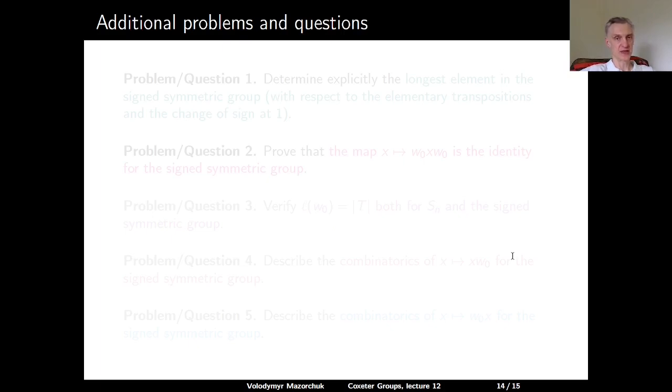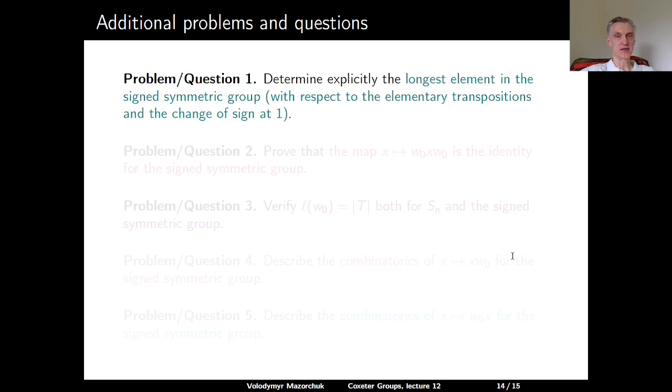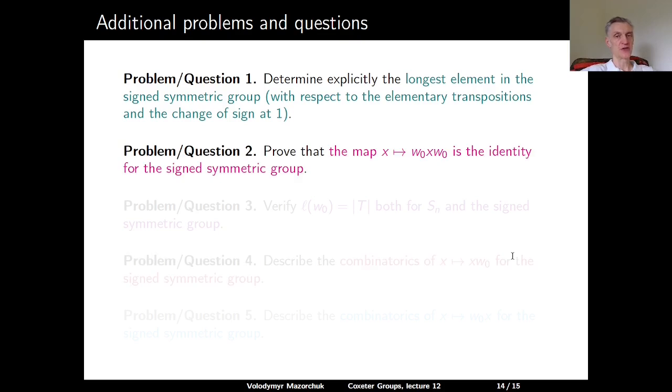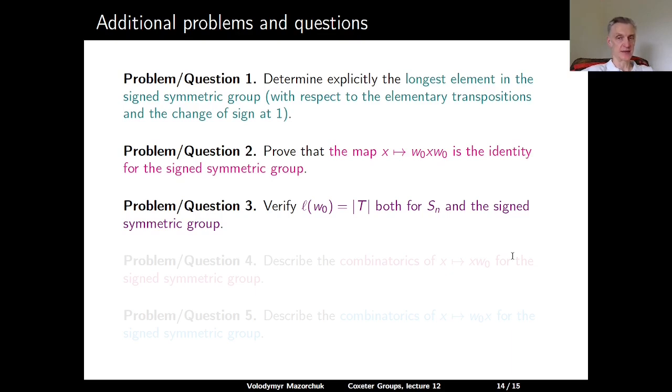Additional problems and questions at the end. Problem question 1. Determine explicitly the longest element in the signed symmetric group with respect to the elementary transpositions and the change of sign at 1. Problem question 2. Prove that the map x goes to w0xw0 is the identity for the signed symmetric group. Problem question 3. Verify that the length of w0 is equal to the cardinality of the set of all reflections, both for Sn and for the signed symmetric group.